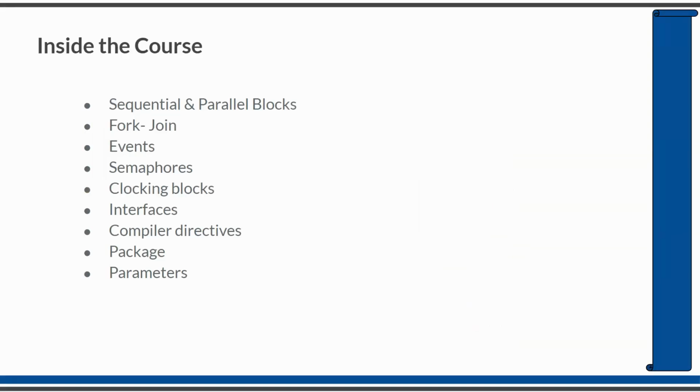These are the topics that is covered in this course, which are sequential and parallel blocks, fork joins, events, semaphores, clocking blocks, interfaces, compiler directives, packages and parameters. And in this course you will be only going through the theory part of all these topics.